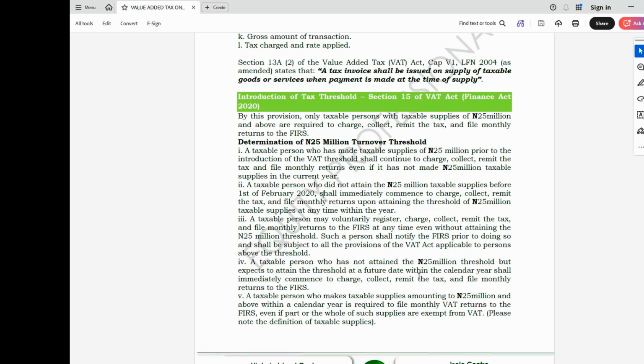So a taxable person who makes taxable supply amounting to 25 million and above within a calendar year is required to file monthly VAT return. I said it. So once you get up to that 25 million, charge and collect the VAT.